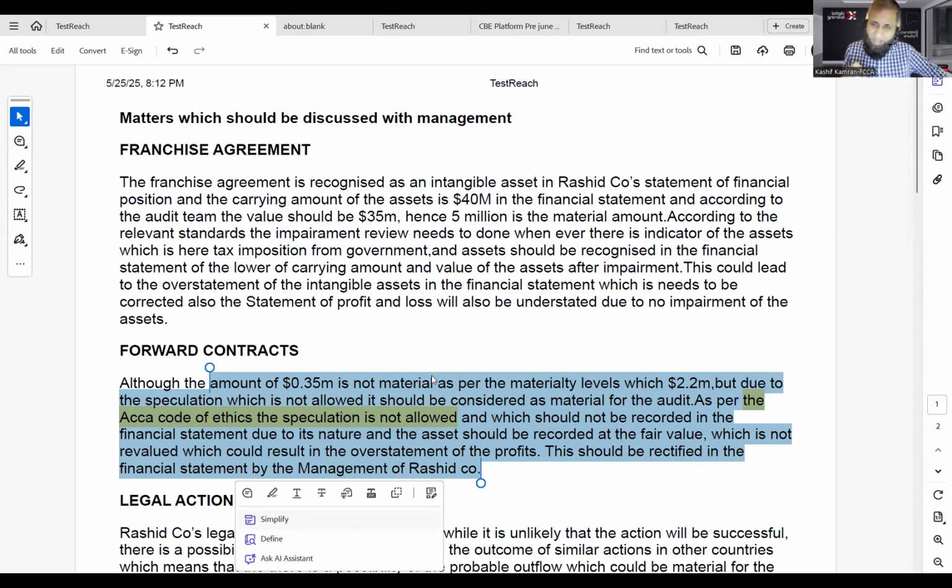ACCA Code of Ethics has to do what with IFRS 9, or ACCA Code of Ethics has to do what with accounting treatments? I have never found ACCA Code of Ethics has any relevance to accounting treatments. This was a new learning for me. This is the problem with the student. They are overthinking in exam. I don't know what they are putting and why they are putting. ACCA Code of Ethics coming in a forward contract. ACCA Code of Ethics coming in an accounting treatment. I was really amazed. So do you find the problem in the student answer?